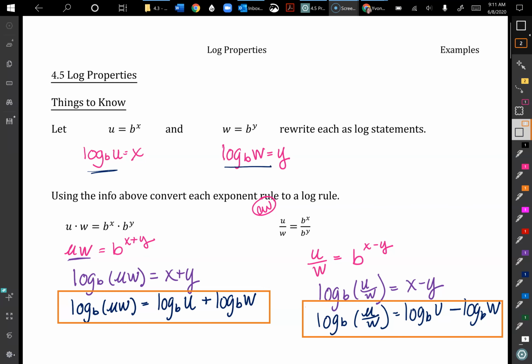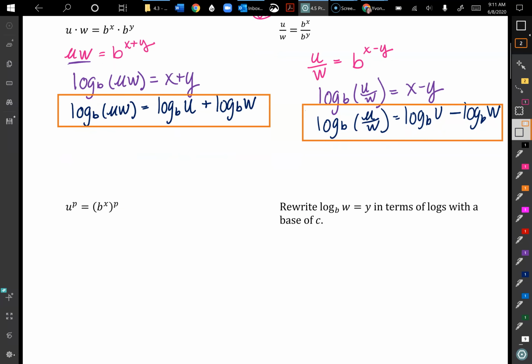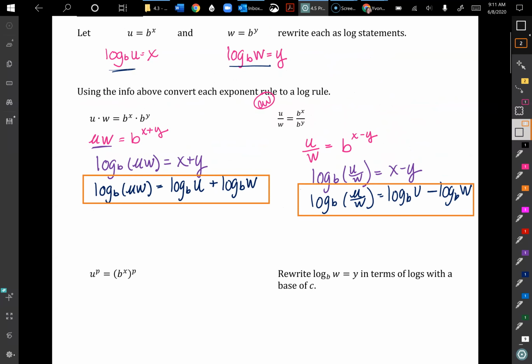Okay, we have a couple more things to prove out here. We have a situation where we have u to the p. So that would be b to the x, because remember, I'll shrink this down a little bit. We set u equal to b to the x, so we can substitute now our u with b to the x raised to the p. So we're going to see what happens when we have an exponent involved.